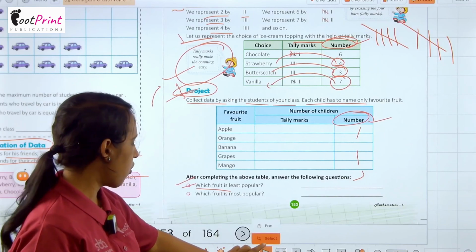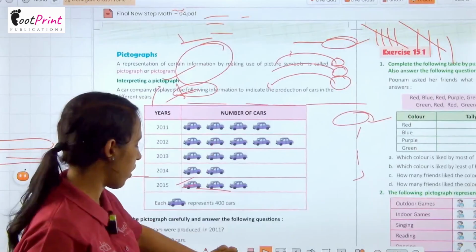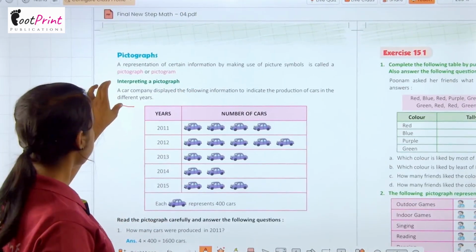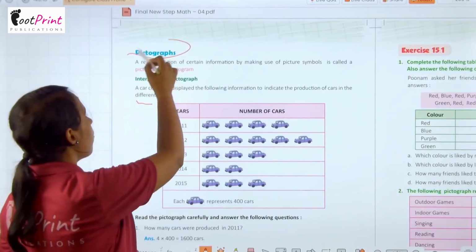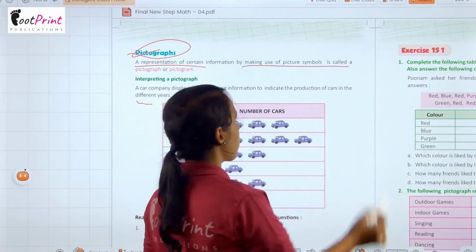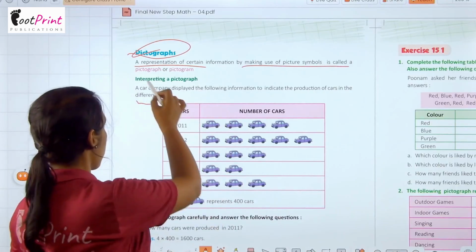Now we are moving ahead. So here we have pictograph. What is a pictograph? In detail we will learn here. A pictograph is a representation of certain information by making use of picture symbols, or we can say a pictogram.